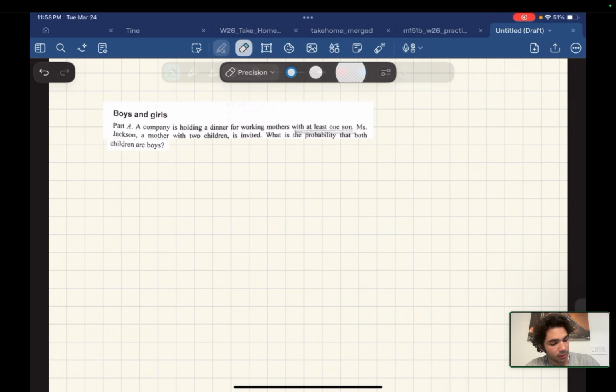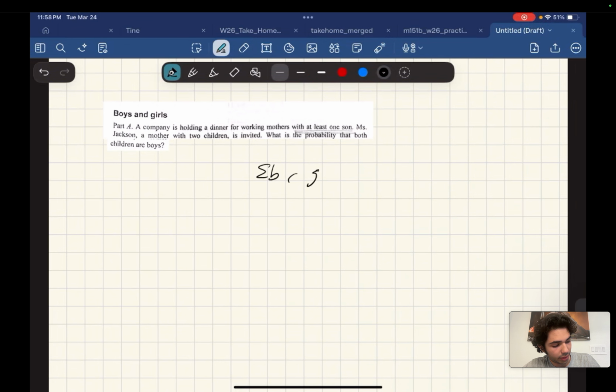A child can either be a boy or a girl, right? These are our options, and we're saying she has two children. So she can have two boys, boy boy. She can have boy girl, girl boy, or girl girl, if there were no restrictions. But we're told that we're going to condition this outcome such that she has to have at least one son, because that's what the dinner says. It's already underlined here. So we can eliminate the case where it's girl girl, right?